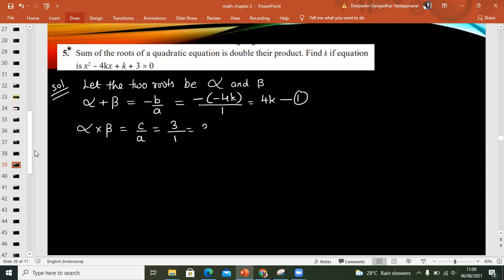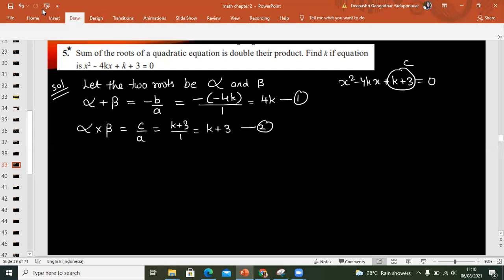Okay, now see here this equation. I cannot write 3 only. Here the equation is x square minus 4kx plus k plus 3 equals 0. So this whole part is our c value. That's why we have to write k plus 3 divided by 1. So answer is just k plus 3. Let's consider this as equation 2. Because we will be using these values in our calculation.